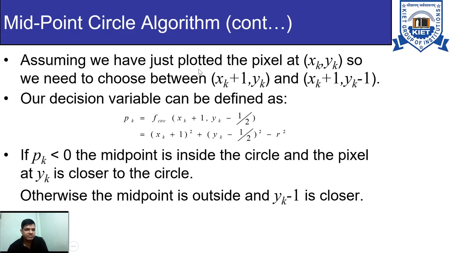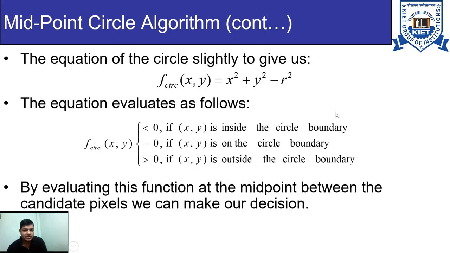Now assuming we have just plotted the point at xk comma yk, so we are starting from xk comma yk, and we are assuming that this pixel we have already activated. Now the next pixel is either xk plus 1 comma yk or xk plus 1 comma yk minus 1. Okay, so now what is happening, we are choosing a midpoint.